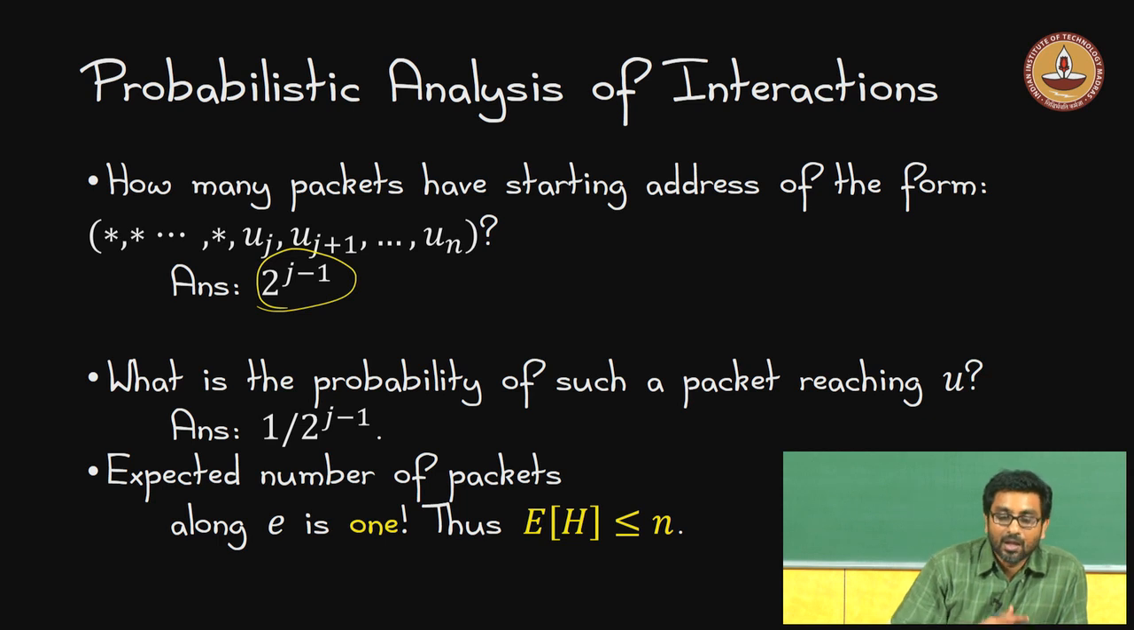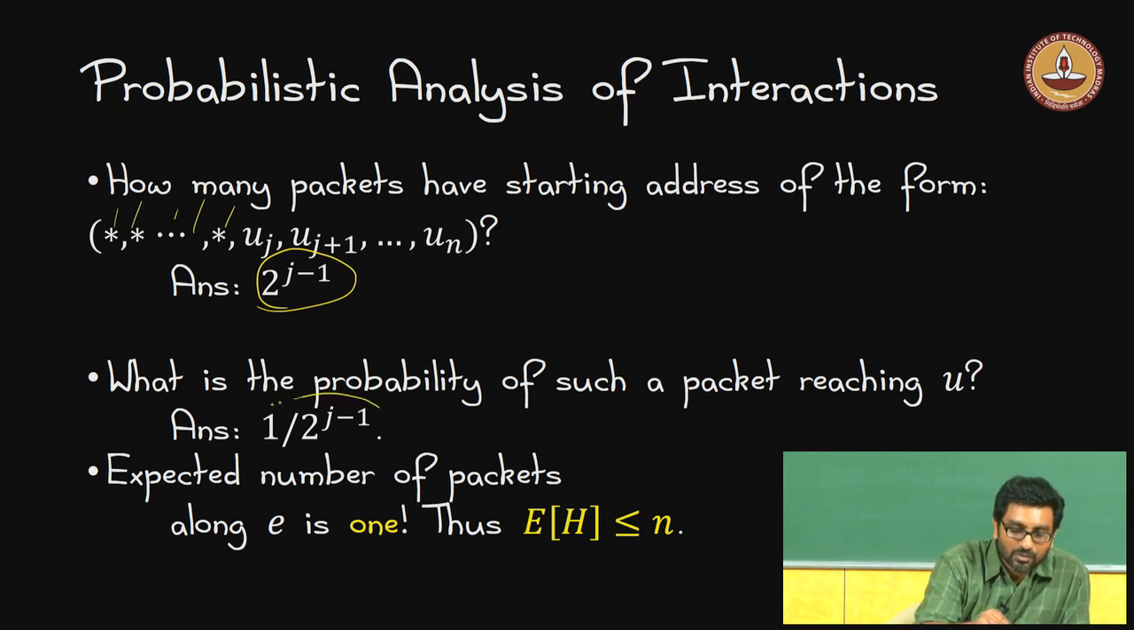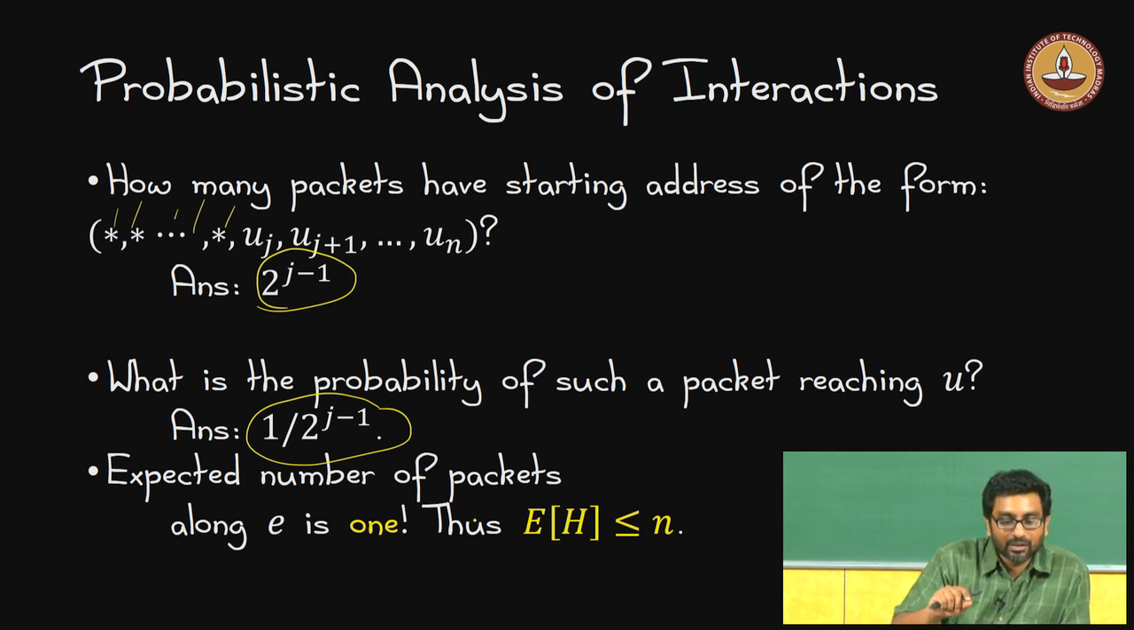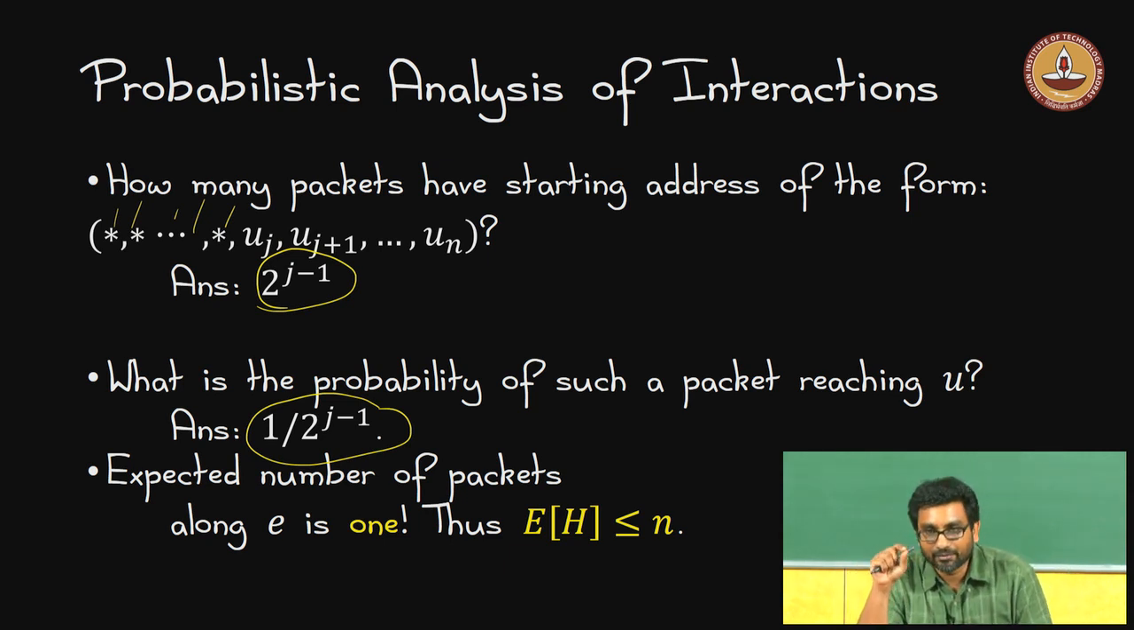What is the probability of such a packet reaching U? Well, each of these bits should have been randomly chosen so that they fix their way to this particular node. That means out of the two choices, the correct choice should have been chosen. So, that is 1 over 2 raised to the j minus 1. Think of the number of packets along E. Even if you think of the number of packets that reached that particular vertex u, it is at most 1 on x.